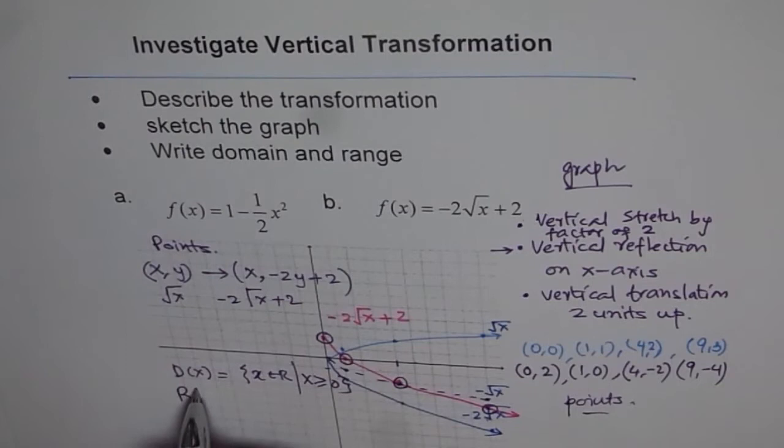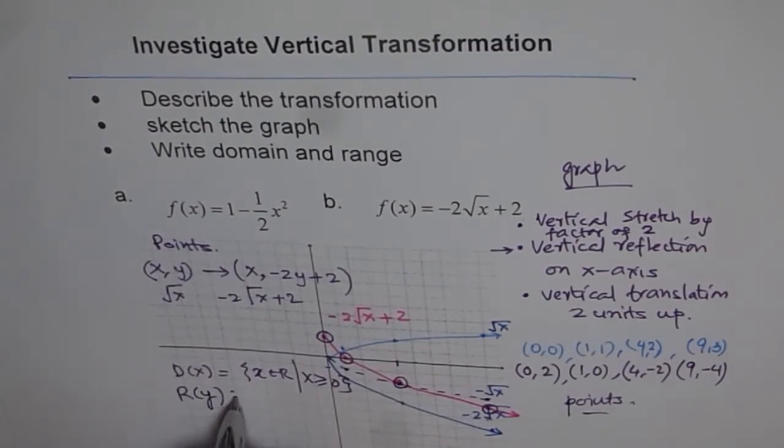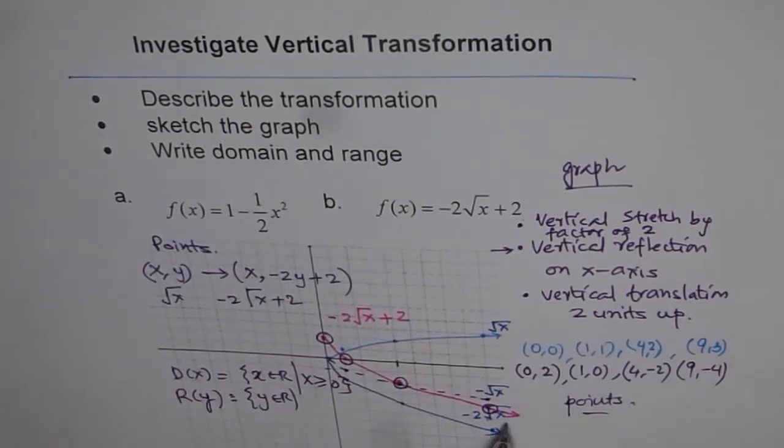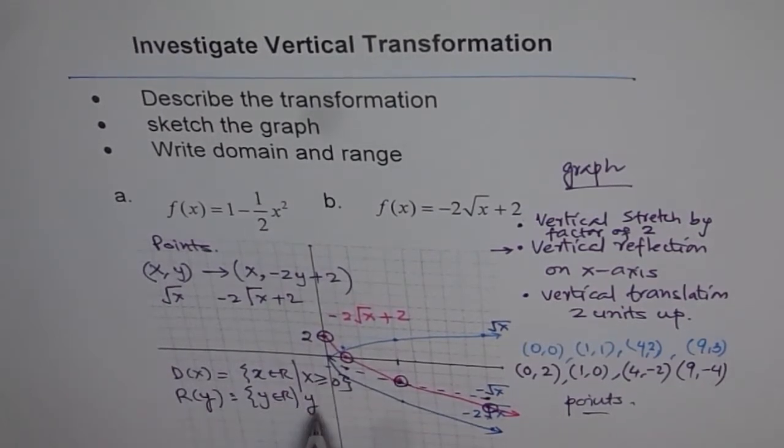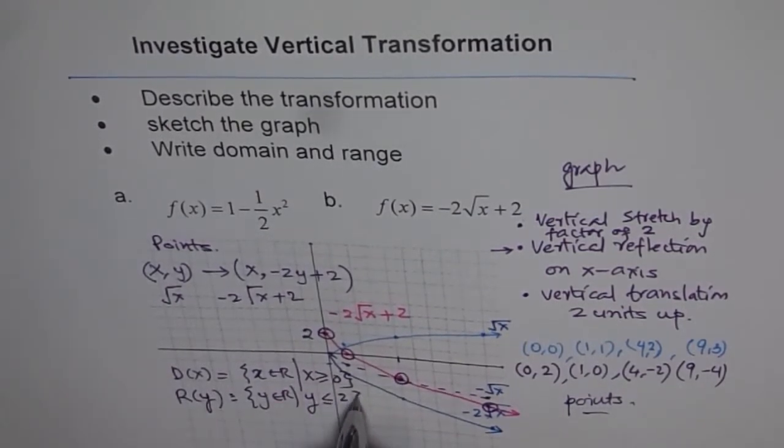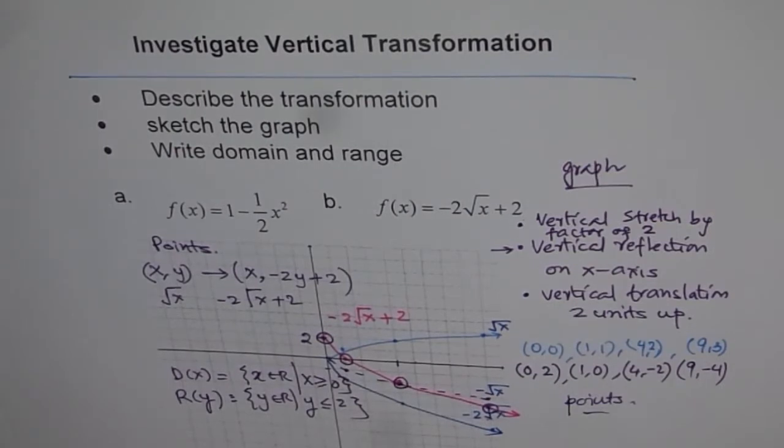Now range changes, right? So y belongs to real numbers, but you can see y is less than or equal to 2. So that is the value, maximum value. So y is less than or equal to 2. So that is the range, right? So that is how we can answer these questions. I hope it's absolutely clear.